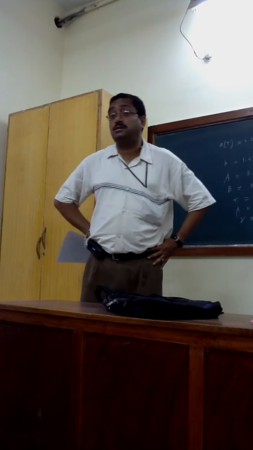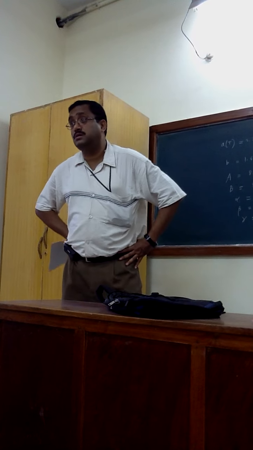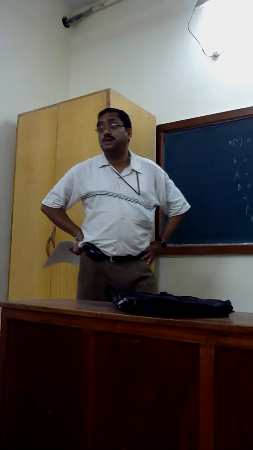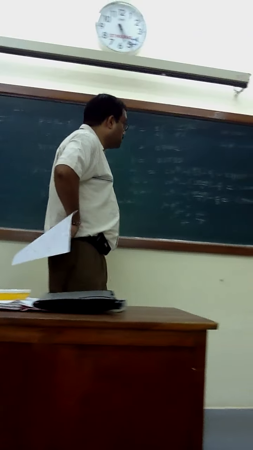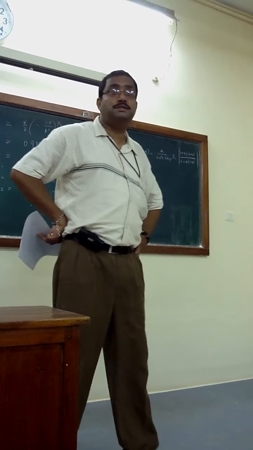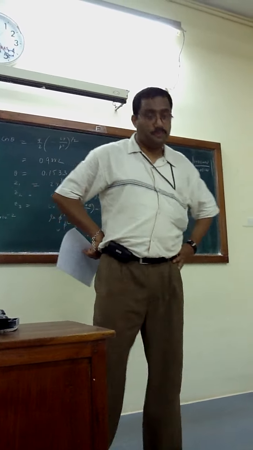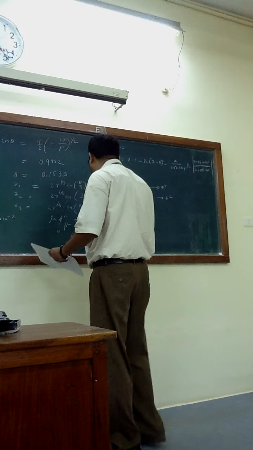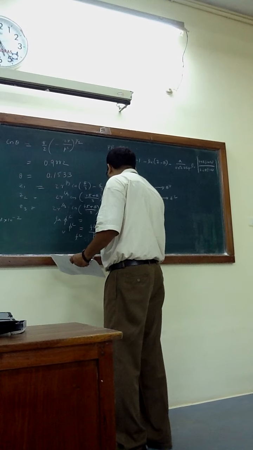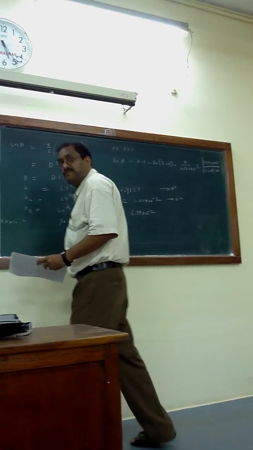My God, you got the right answer up to 3 decimals. That's right, up to 3 decimals you are getting the correct answer. How to do it? You have to do it correctly. Okay, thank you. It is minus 0.0978. Correct?